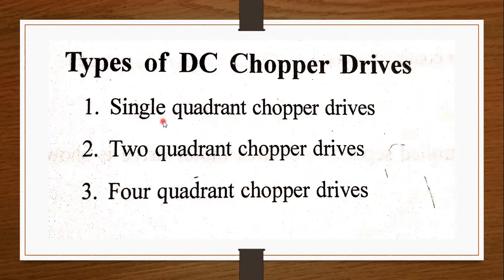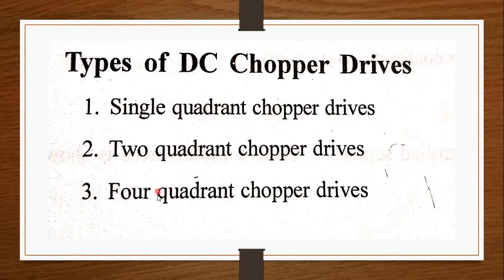A single quadrant chopper is nothing but only one quadrant operation, that may be motoring mode or regenerative mode. A two quadrant chopper operates in two quadrants: motoring mode and regenerative braking mode. That is, first and second quadrant, or first and fourth quadrant operation of the drive, is called a two quadrant chopper. Only first quadrant operation, or otherwise second quadrant operation of the drive, is called single quadrant operation.